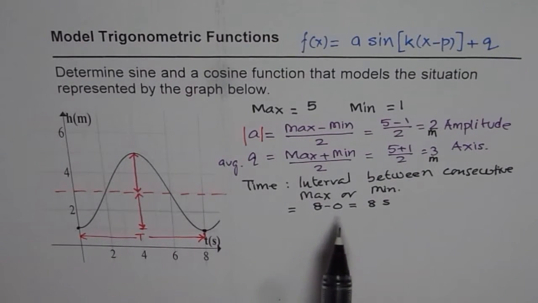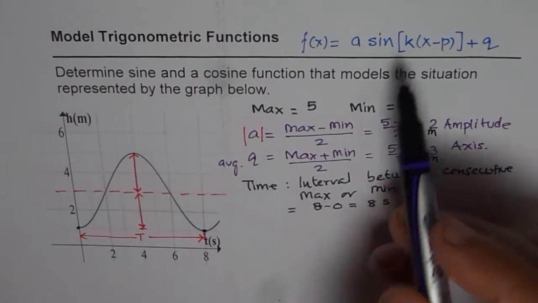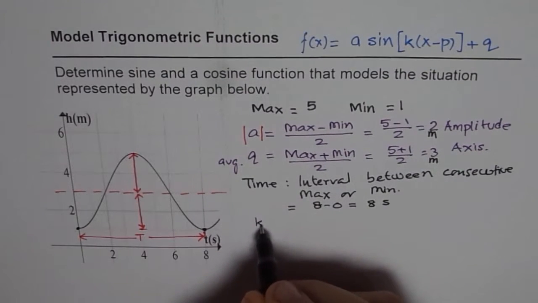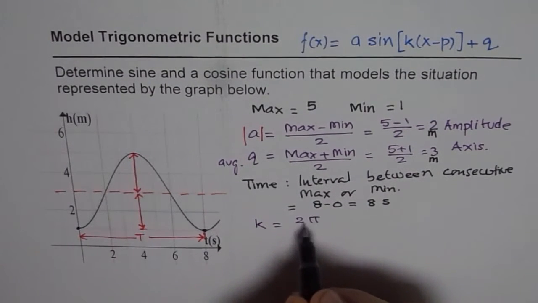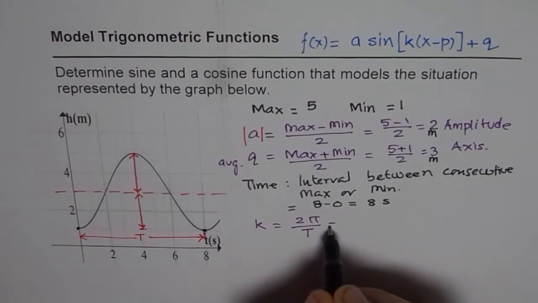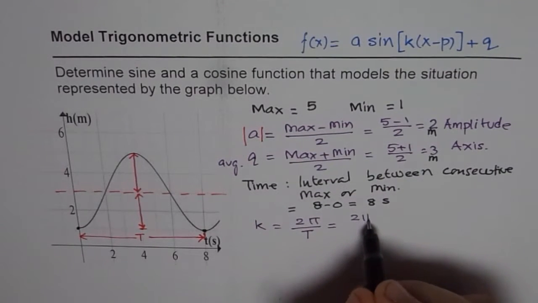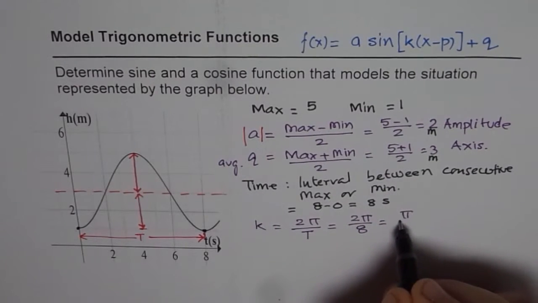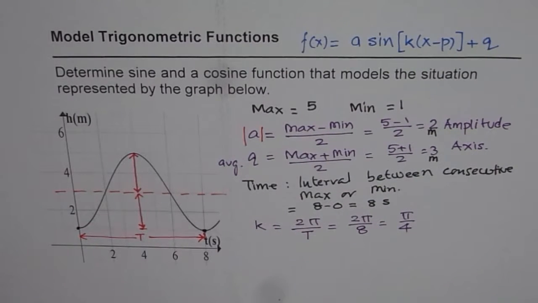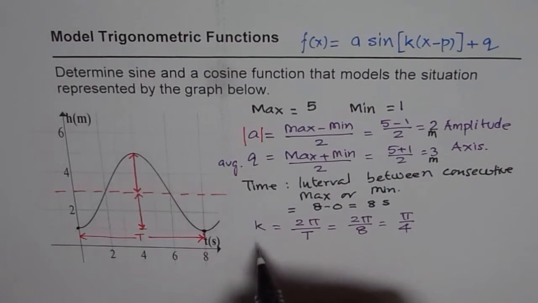Now once you find the time period, then you can find the value of k. K is the number of waves within 2 pi. So k is equal to 2 pi divided by the time period. In this case, it will be 2 pi divided by 8, which will give us pi by 4. So the k value is pi by 4. Now we come to a critical point where we need to find the phase shift.